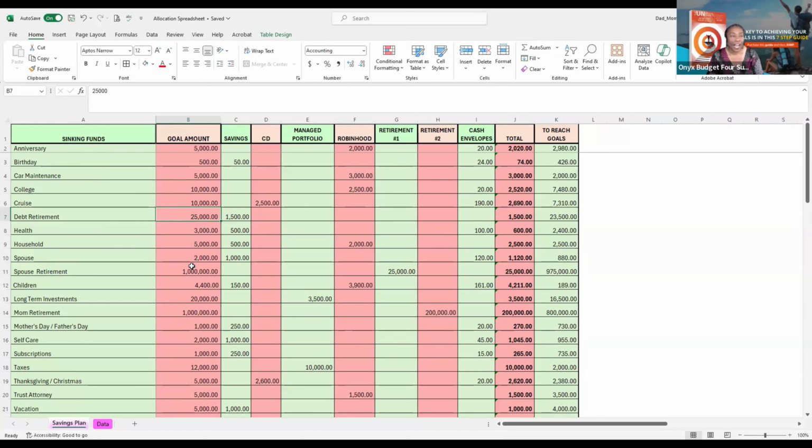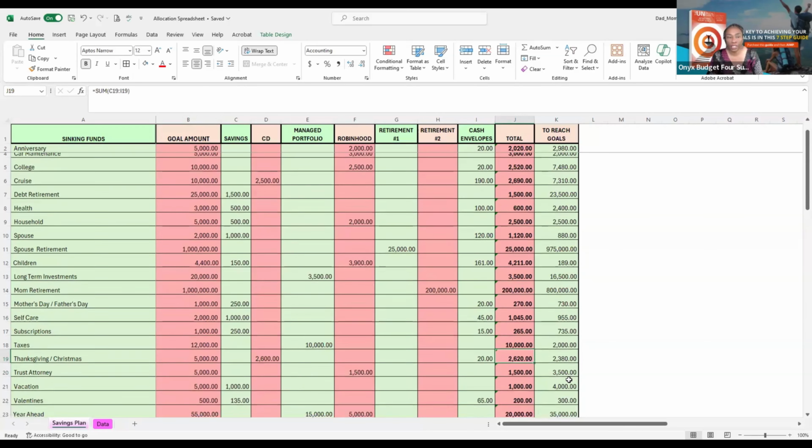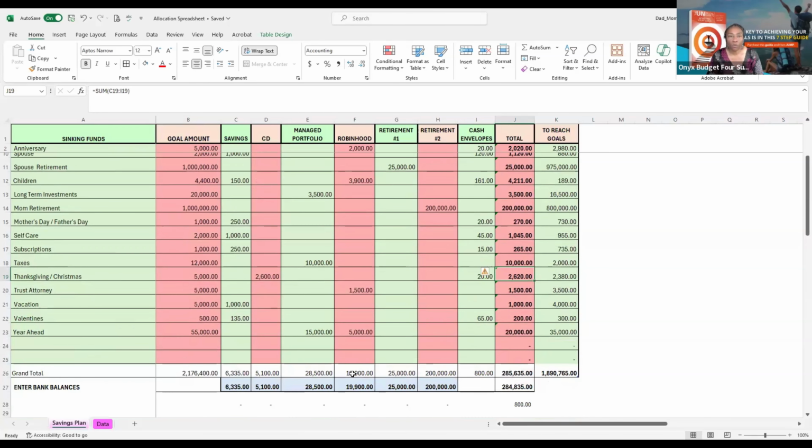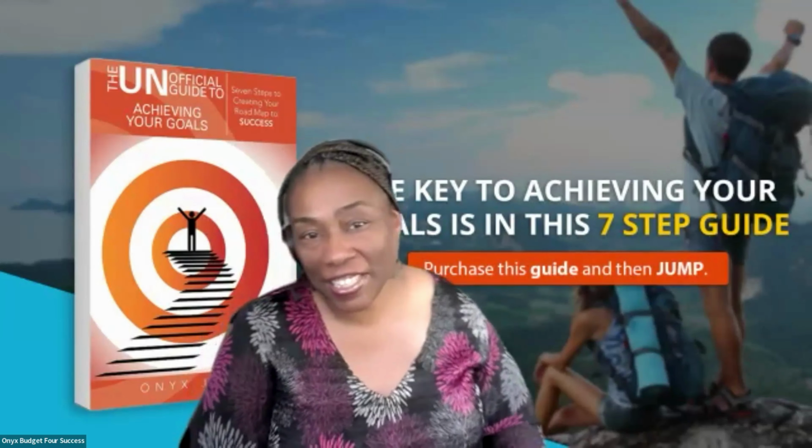All right. And so these are all the goal amounts. And then this is how much you have. And then this is how much you need to reach your goals. So now, what you do that you know how much you still need to save, you don't get overwhelmed over it. Now, you do some fun savings challenges.